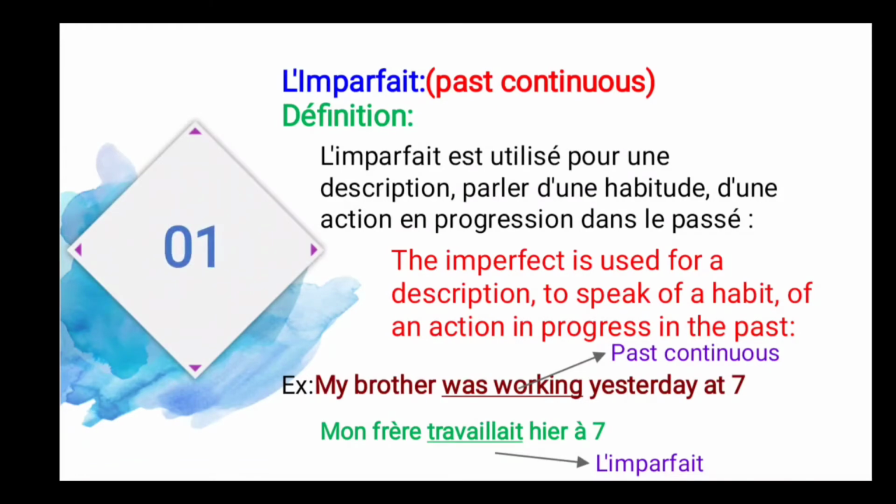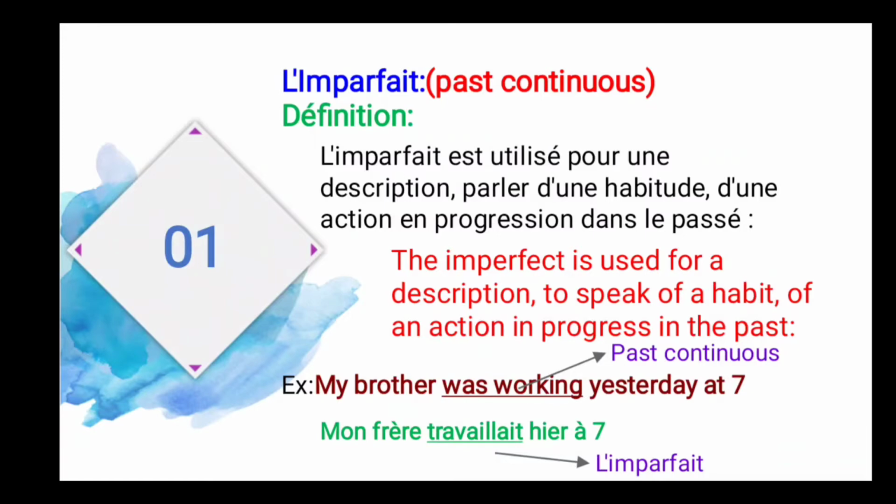L'imparfait means what? Imperfect tense, that is a past continuous tense. Why is imperfect used? See the definition. L'imparfait est utilisé pour une description, parler d'une habitude, d'une action en progression dans le passé. So the imperfect tense is used for description, to speak about a habit, and an action in progress in the past. So it is used to tell the story and report on past actions, mostly in the written context.